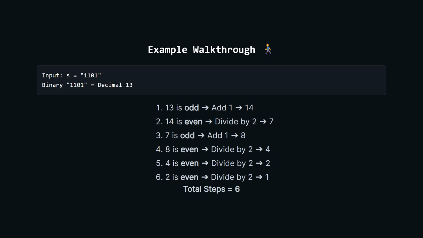Let's walk through the first example together. We start with the string 1101, which equals 13. 13 is odd, so we add 1 to get 14. 14 is even, so we divide by 2 and get 7. 7 is odd, we add 1 to get 8. 8 is even, divide by 2 is 4. 4 becomes 2, and 2 becomes 1. Counting all those actions up, we performed exactly 6 steps.